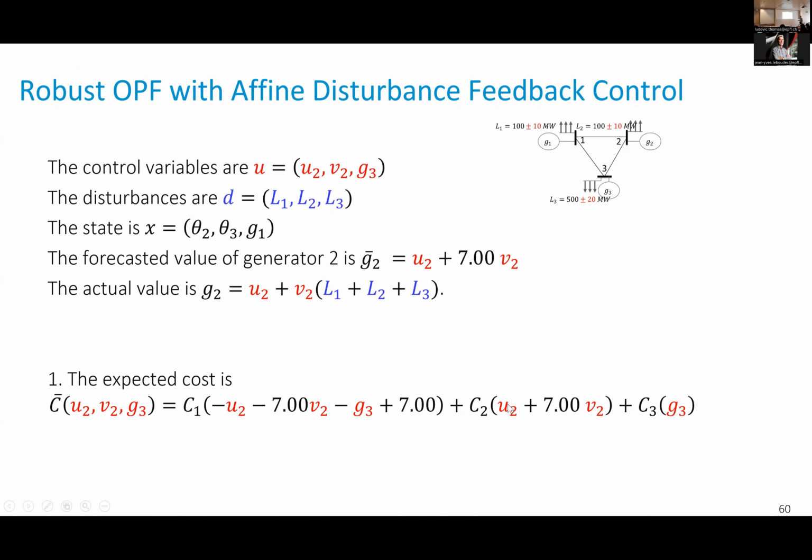So that's the expected value of the generator. So the expected cost is C1G1 plus C2G2 plus C3G3. Now this parenthesis simply means the product is C1 multiplied by this. So that is the expected cost, and that will be my thing to minimize.